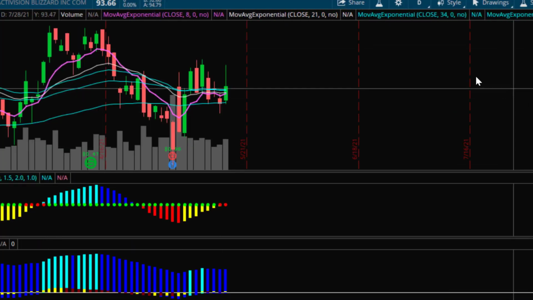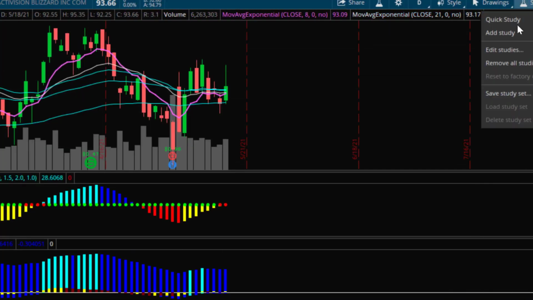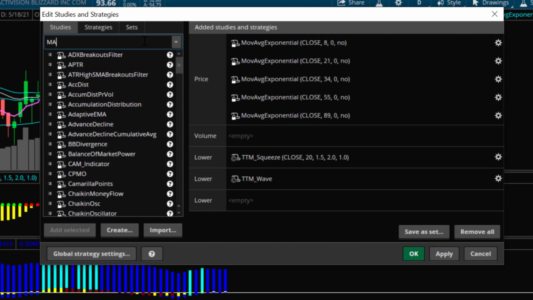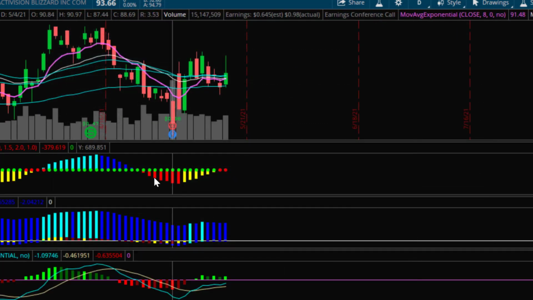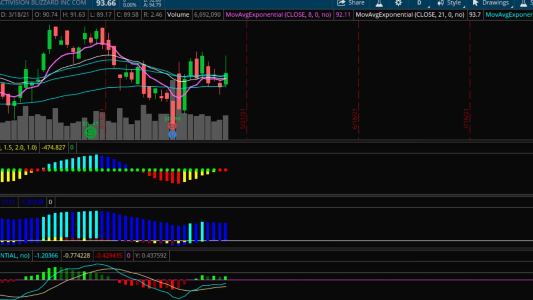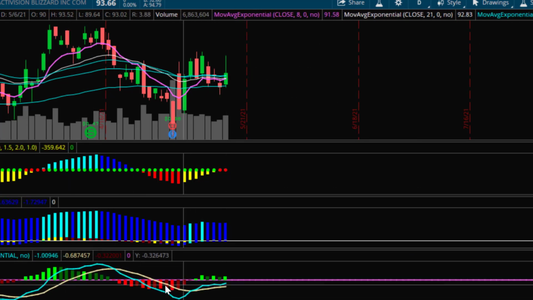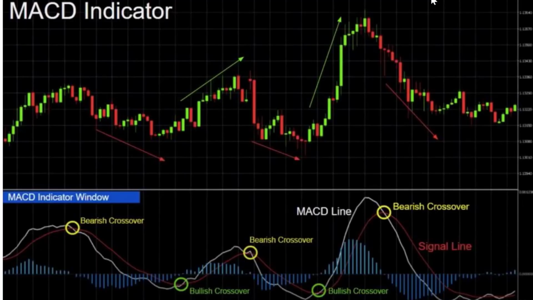To add it to your charts, go to your charts, select studies, edit studies, type in MACD, select the first one, add selected, okay, and now you will see the standard MACD added to the bottom of my chart. So how do we use it? There are two ways to use this indicator. You have the divergence method and the crossover method. I'm going to be talking about the crossover method.